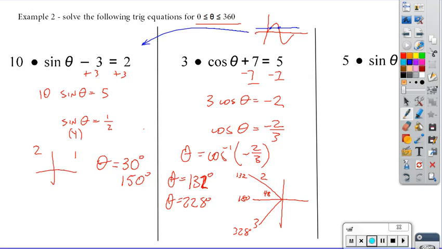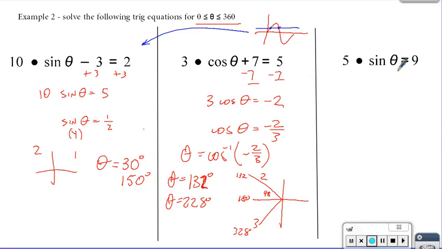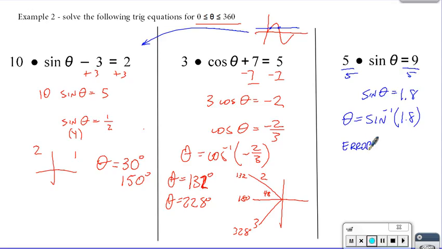All right, let's take a look at this last one here. So 5 sine theta equals 9. Sine of theta equals 9 divided by 5. Well, 9/5 ends up being 1.8. So again, that's not a familiar angle on the unit circle, so I'm going to do the inverse sine of 1.8. When I do that, though, I'm going to get an error, okay, undefined.